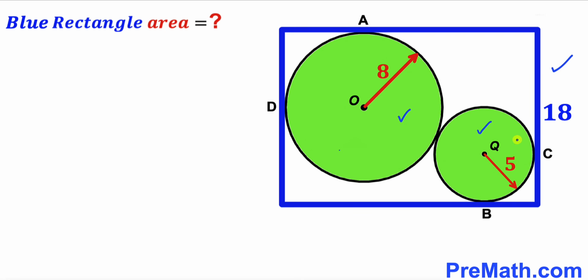In this video, we have got these two circles of different dimensions fully inscribed in a blue rectangle, as you can see in this given diagram, such that the radius of this larger circle with the center O is 8 units, whereas the radius of this smaller circle with the center Q is 5 units. Moreover, points A, B, C, and D are the points of tangency. Furthermore, the width of this blue rectangle is 18 units. Now our task is to calculate the area of this blue rectangle.